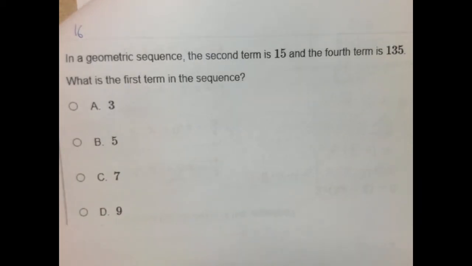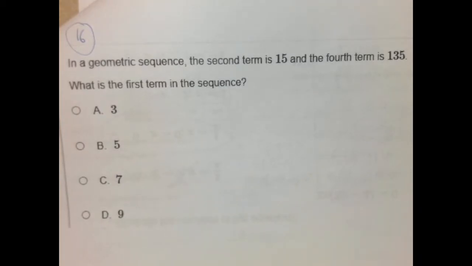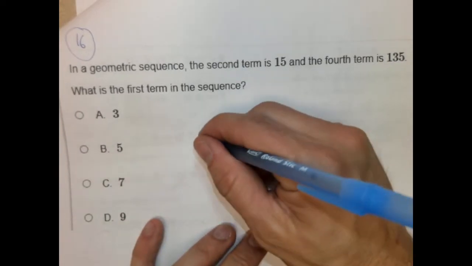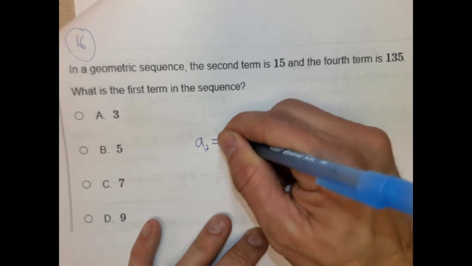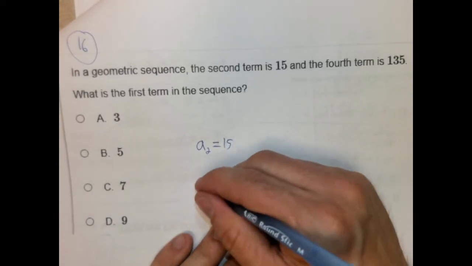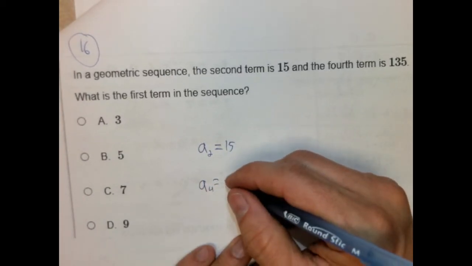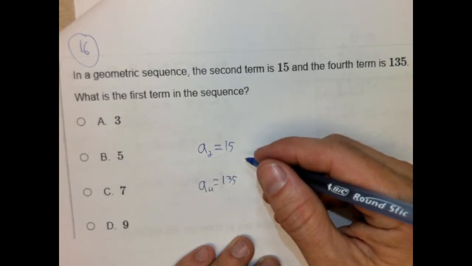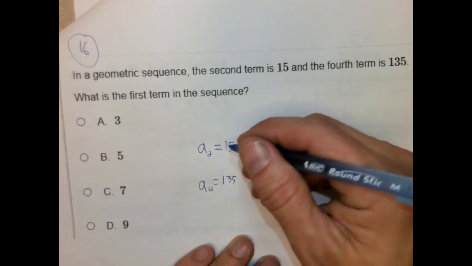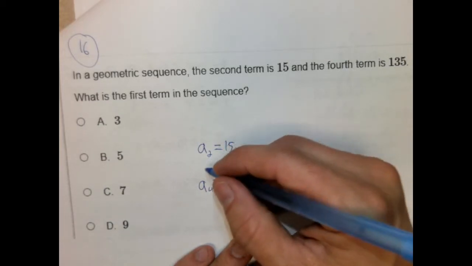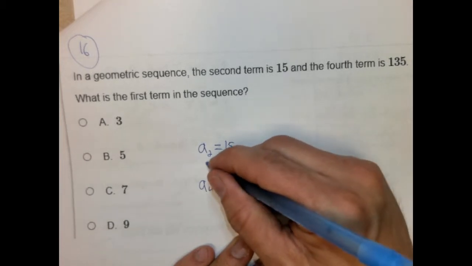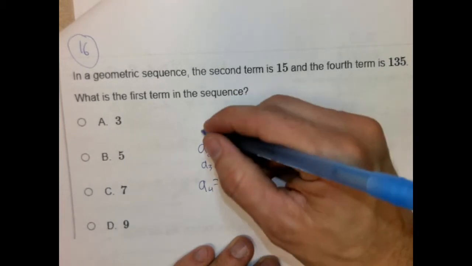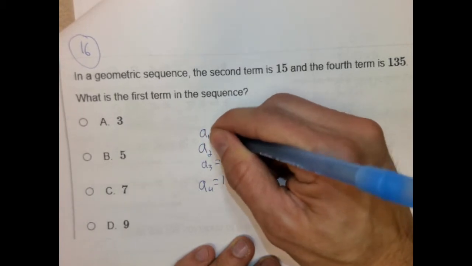Okay, so in a geometric sequence, the second term is 15, the fourth term is 135. What is the first term in the sequence? So we know the second term, a sub 2, is equal to 15. And we know the fourth term, a sub 4, is equal to 135. We do not know the third term, and we do not know the first term.